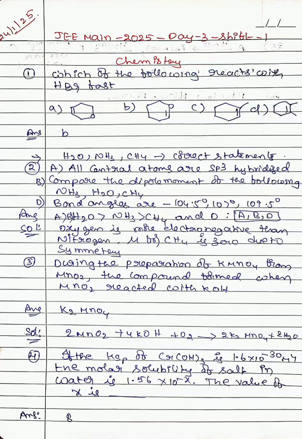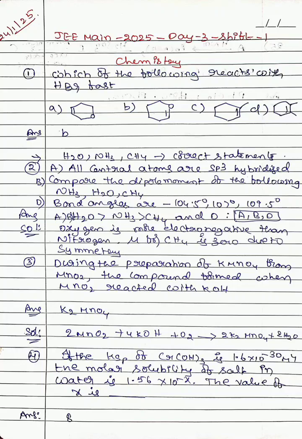Next one, among the given statements we need to choose the correct statements. Only I have written the three which are correct. The first one: all central atoms are sp3 hybridized for water, ammonia and methane. When we compare the dipole moment, water is greater than ammonia, greater than methane, and the bond angles are correctly mentioned as 104.5 degrees, 107 degrees and 109.5 degrees.